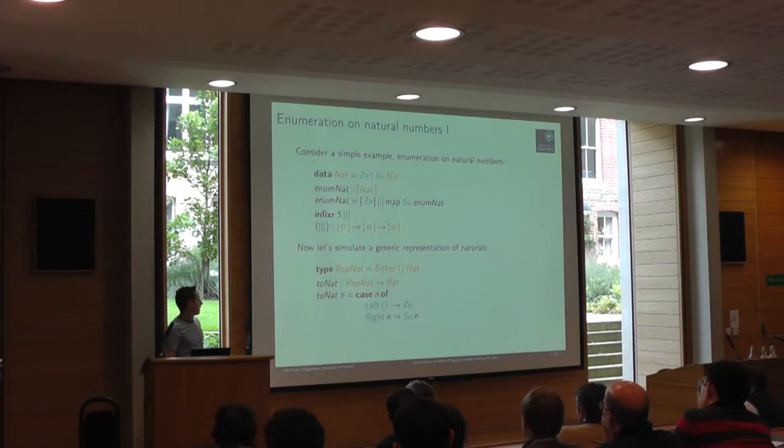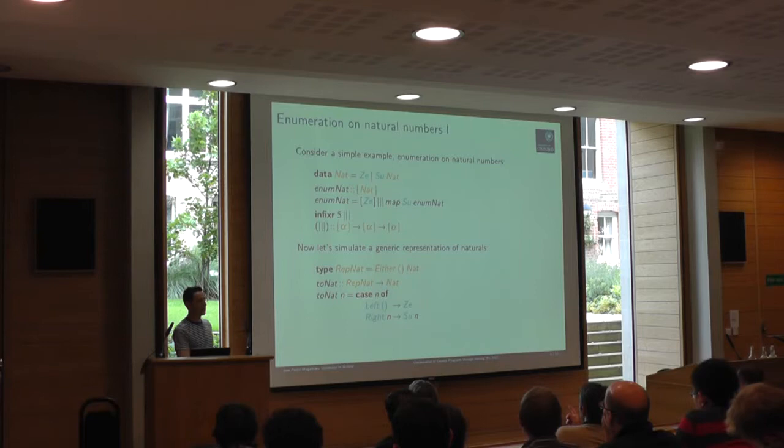So then we need conversion functions to and from. Actually, we don't need from because this is a producer, so you're never going to need to convert from naturals. But you need to convert from the representation to the actual naturals, and that's just pattern matching: the left unit is sent to zero, and the right-hand side is made into a successor.